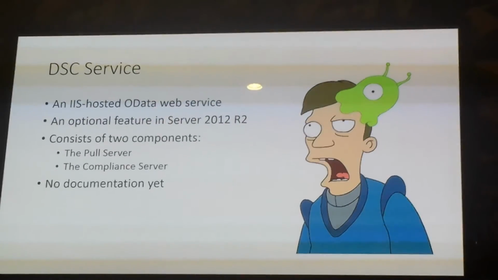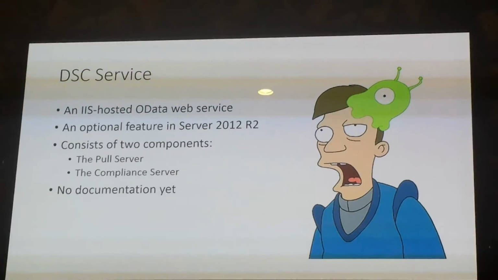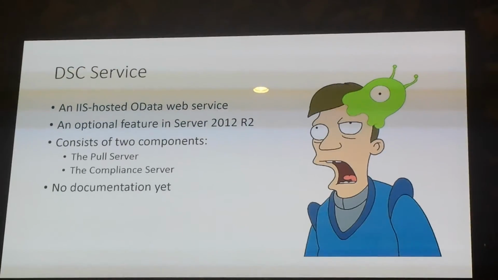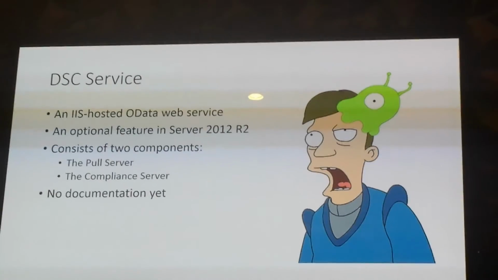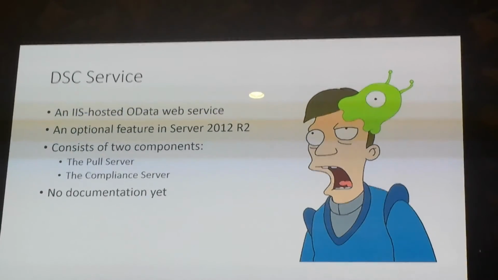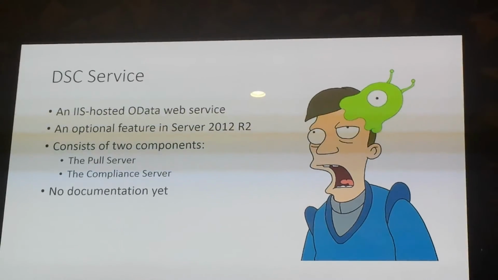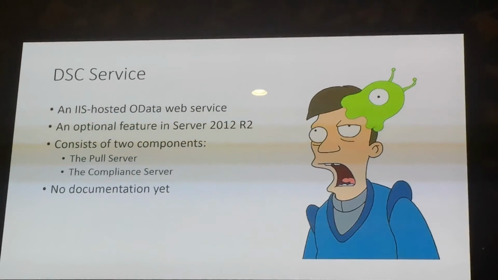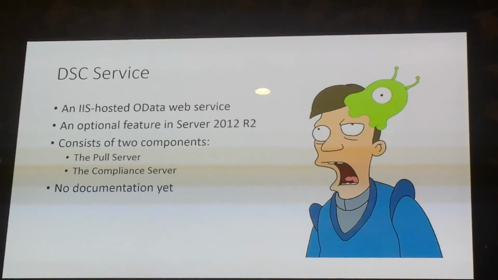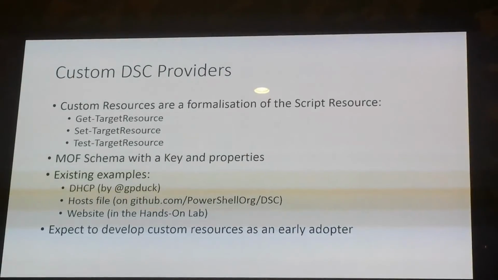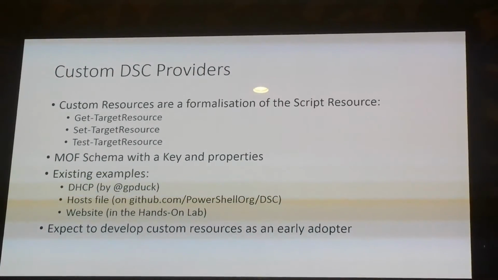Interestingly enough, this won't be in server core. You have to run a full server install to get that server to turn on. I presume it's because of the IIS dependency that it runs in. And of course, yeah, you might want to use it because then you don't have to have file shares and open up your TCP 445, all that sort of stuff. Custom DSC providers.